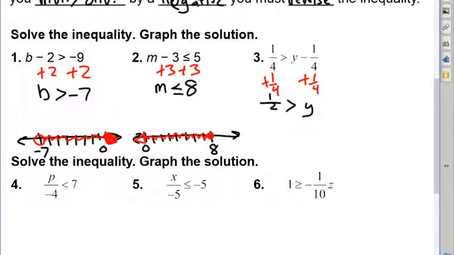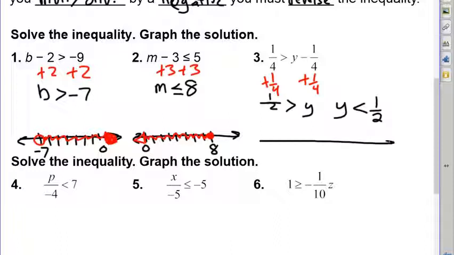It can be very tempting to just put a dot at a half and then shade to the right because it says greater than. However, that's not what it's saying. 1/2 is greater than y. 1/2 is the maximum. We can't go bigger than that. So really, this is saying y is less than a half.